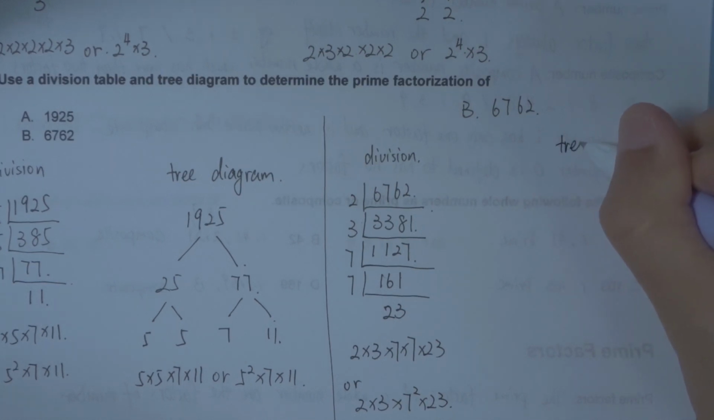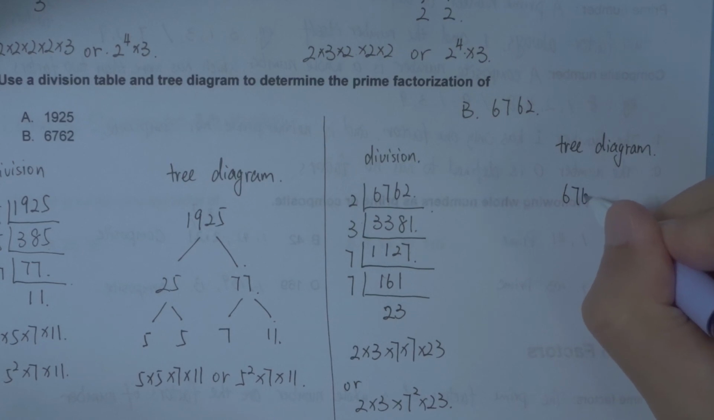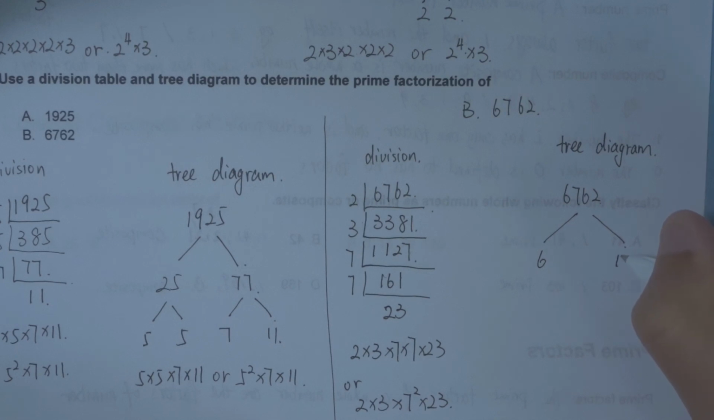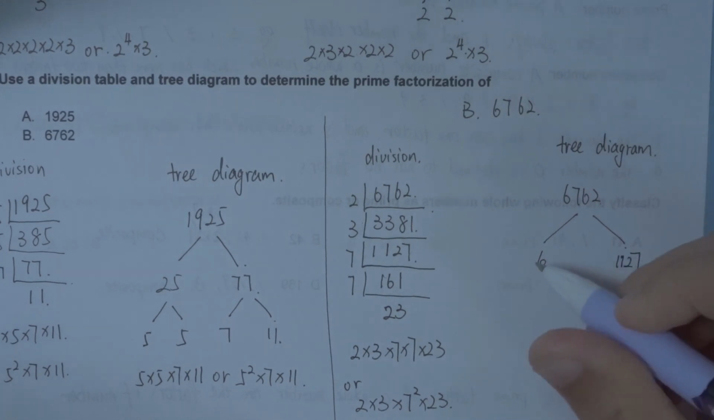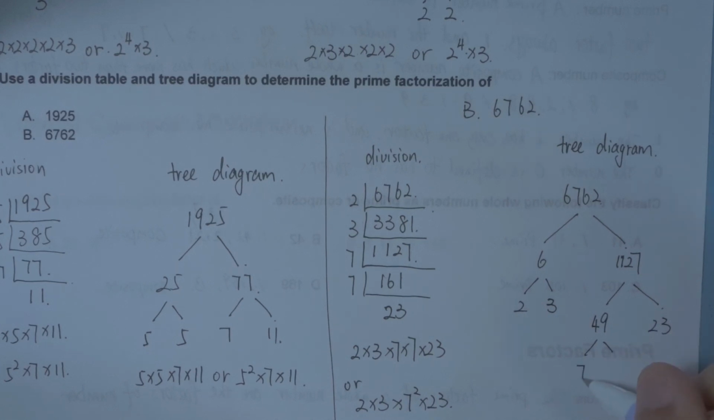And we can try the tree diagram. For the tree diagram, we have the number, and then we can break it into 6 and 1127. Then 6 we can break into 2 and 3. And 1127 we can break into 49 and 23. And 49 we can break into 7 and 7. So we can write 2 times 3 times 7 times 7 times 23.